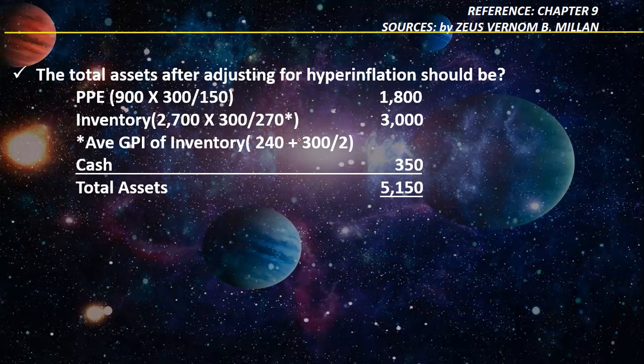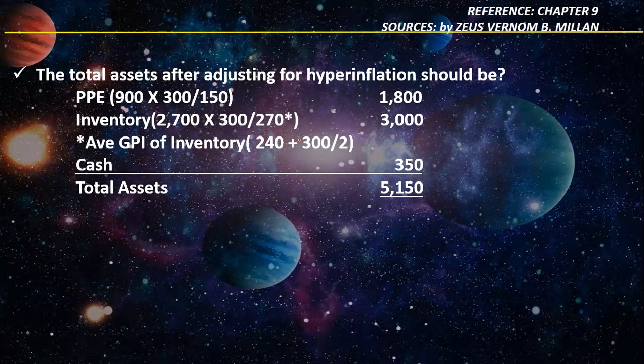Inventory: 27 times 300 divided by 270. We have no problem with the numerator because it is the same, right? In the denominator, we differ. 270, why 270? Because it is stated there that inventories held is 6 months.